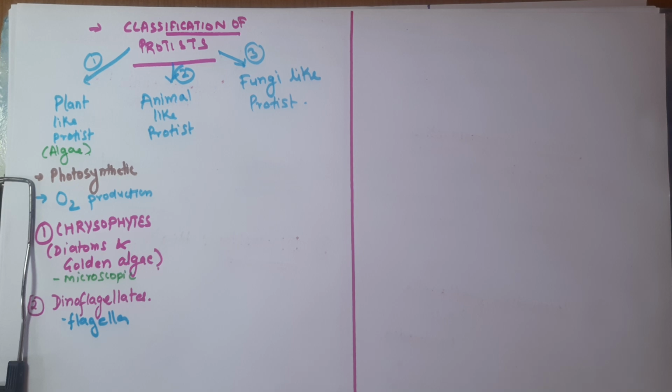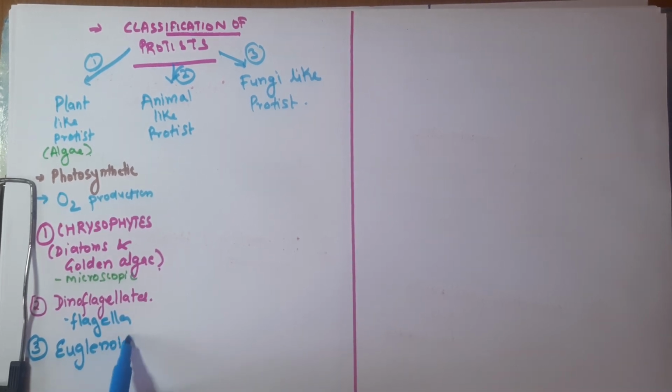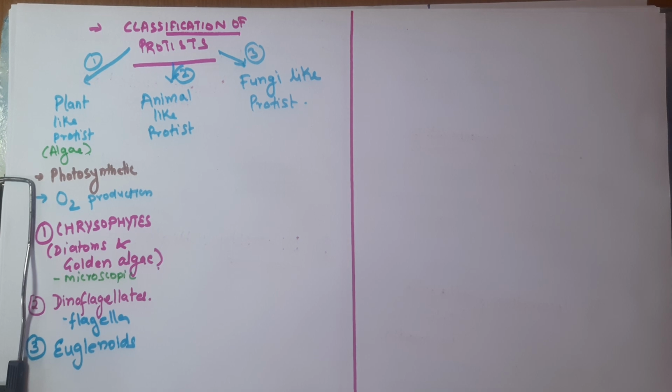And the third category in the plant-like protists is the euglenoids. Euglenoids are freshwater protists, and I already told you they are very flexible. They can exhibit both autotrophic as well as heterotrophic modes of nutrition, so they are basically mixotrophic. The example is clear from the name: Euglena. So basically these are the plant-like protists.